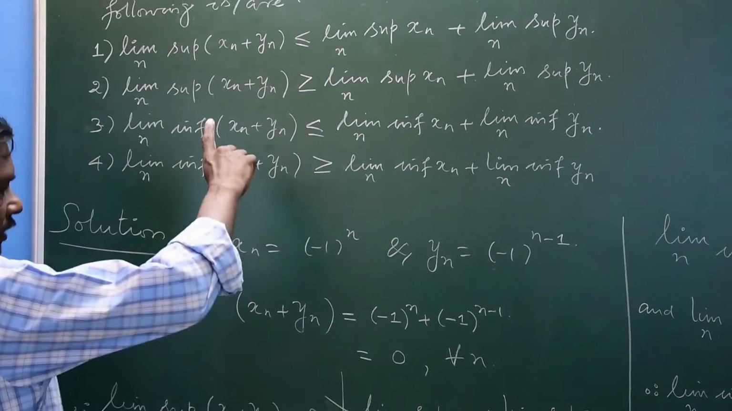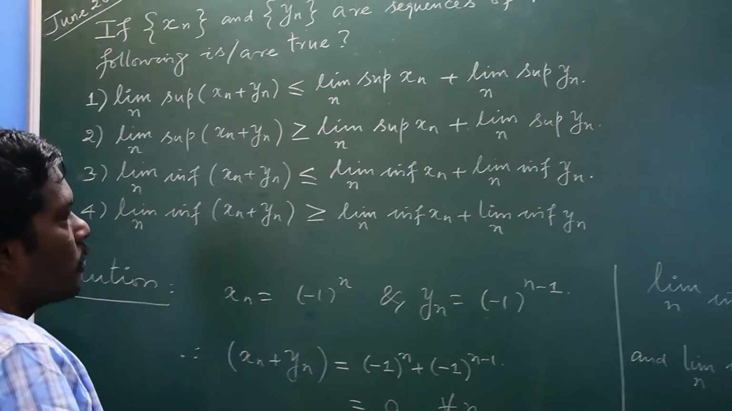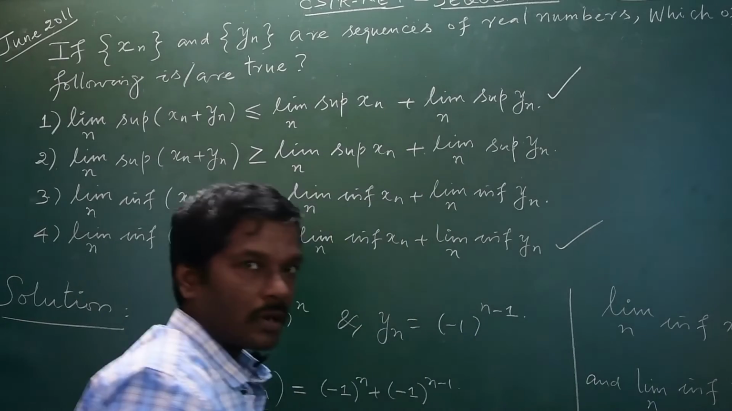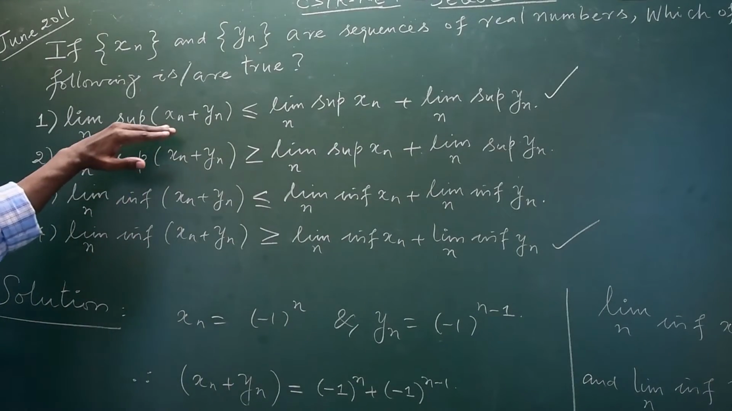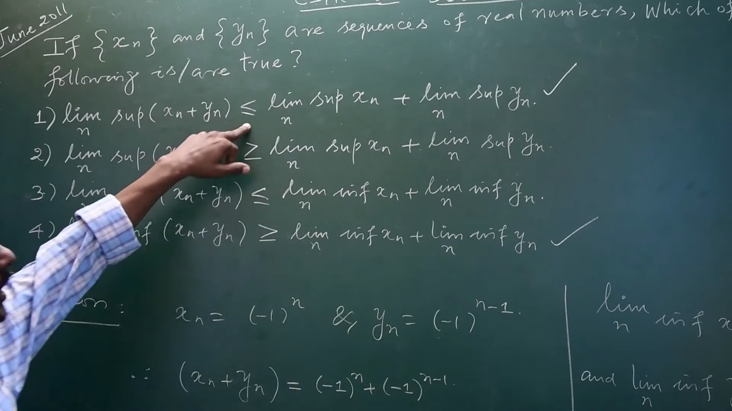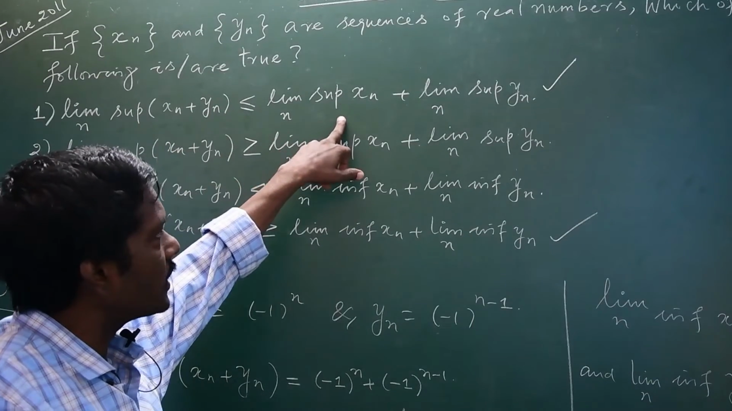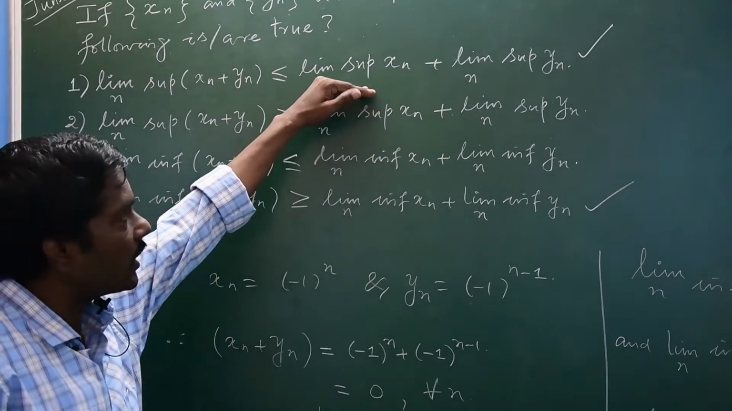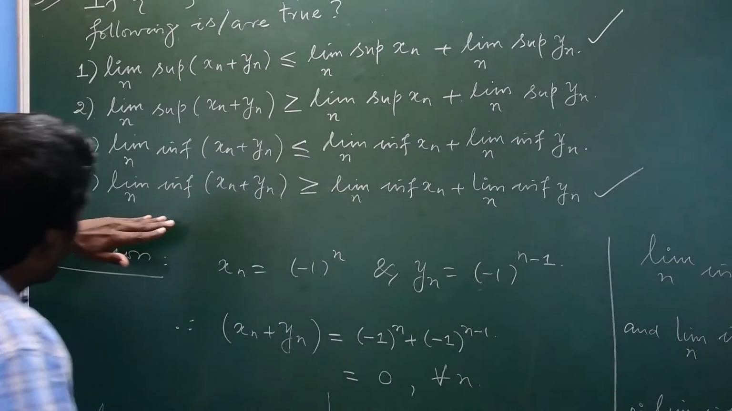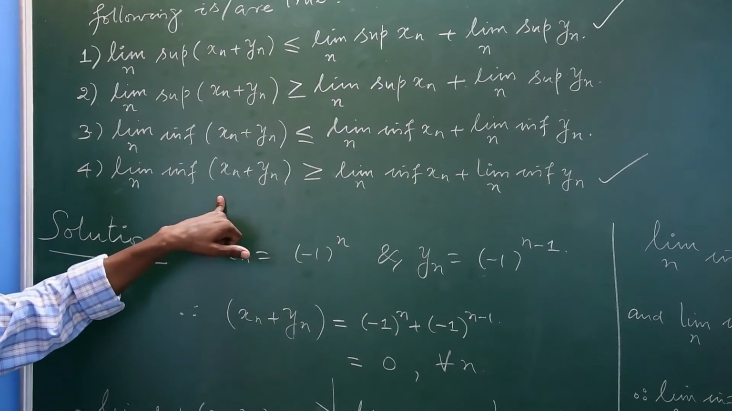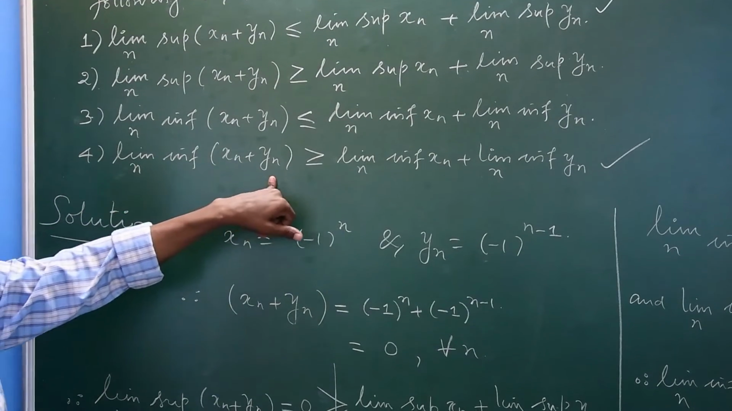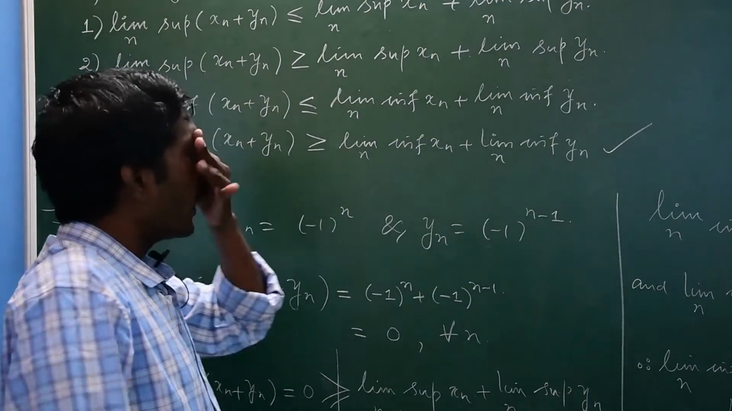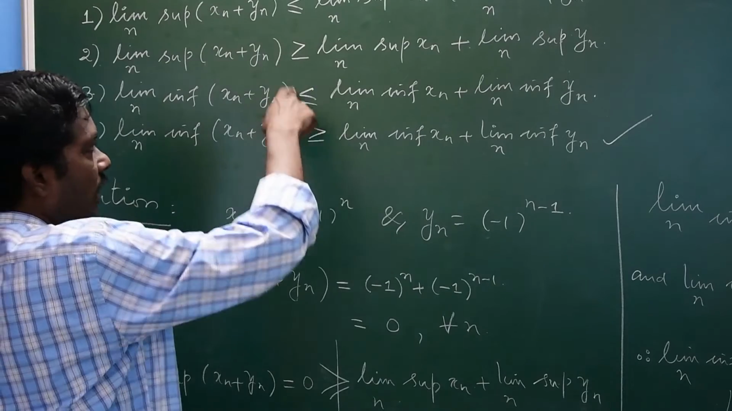Now from any analysis book you can find that these two results, options 1 and 4, are true. Limit supremum of xn plus yn is always less than or equal to limit supremum of xn plus limit supremum of yn. That is always true. That you can find in any of the standard analysis textbooks. Likewise, the fourth one is also true. Limit infimum of xn plus yn is greater than or equal to limit infimum of xn plus limit infimum of yn. Now we have to show that these two are false.